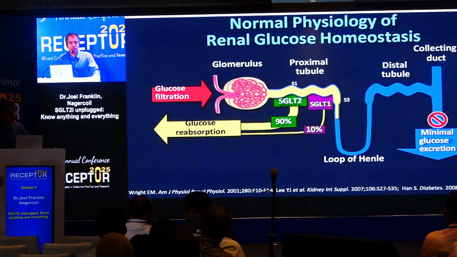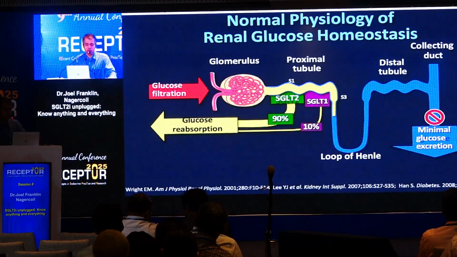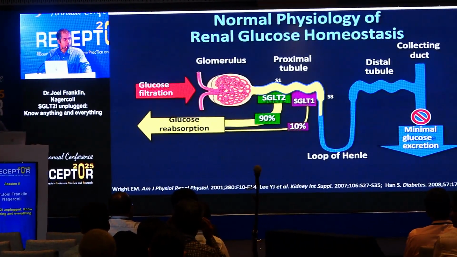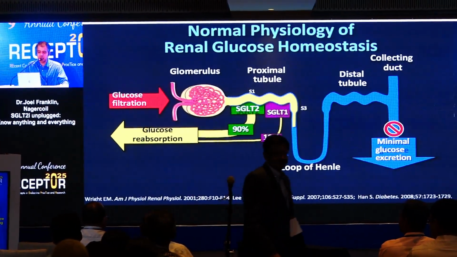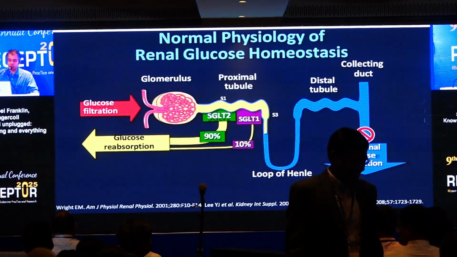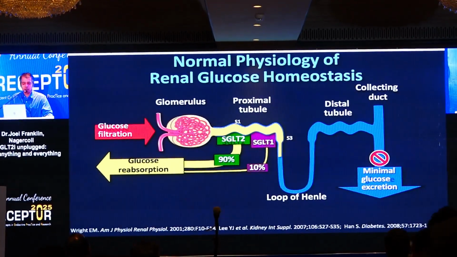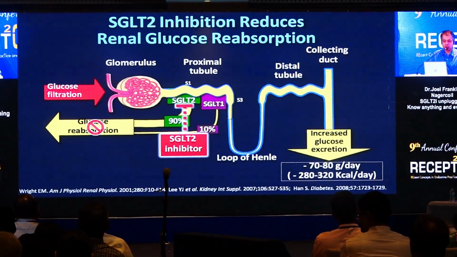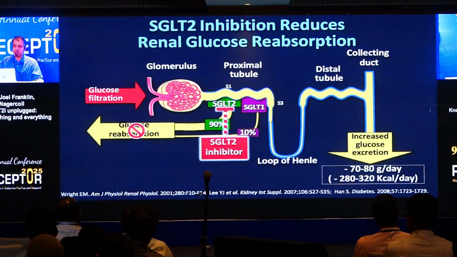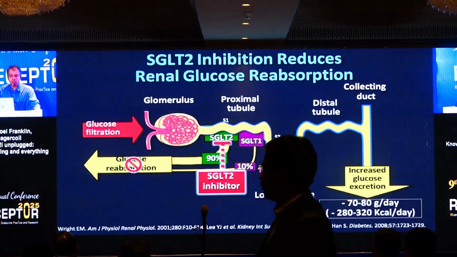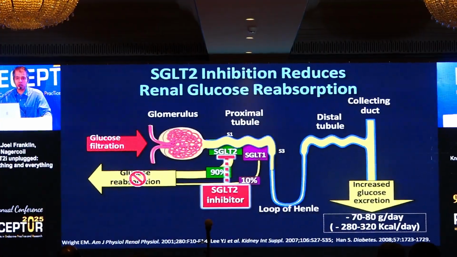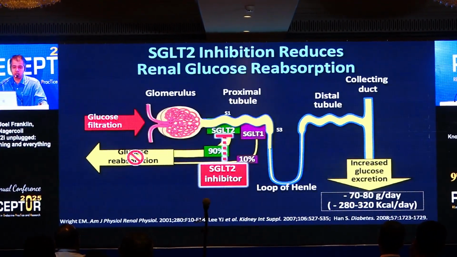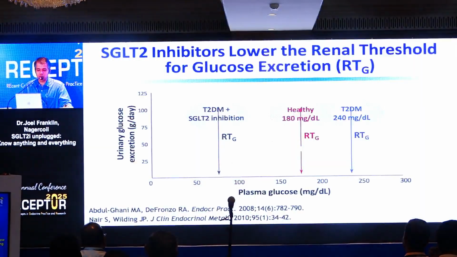What happens in the proximal tubules is there are two transporters, SGLT1 and SGLT2, and 90% of glucose gets reabsorbed via SGLT2, and 10% gets reabsorbed by SGLT1. So the net effect is minimal or zero glucose excretion. Once you give an SGLT2 inhibitor, around 70 to 80 grams of glucose is excreted per day, which amounts to around 280 to 320 kilocalories loss per day, and this results in around 3 to 4 kg weight loss in most individuals.